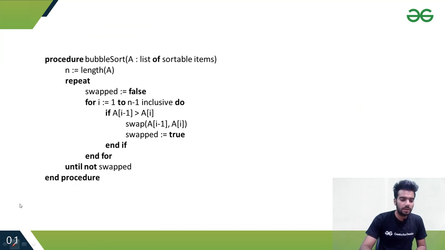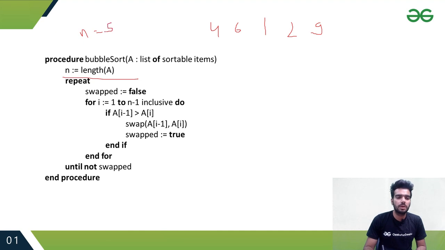Now let's see an algorithm for the bubble sort. Let's say there are some values: 4, 6, 1, 2, 9. So what does the bubble sort algorithm say? First, store n equal to the length of a. The length of a is 5, so n will be 5.